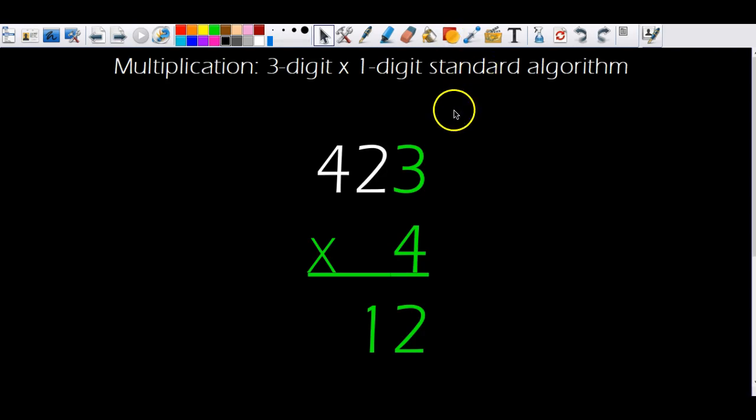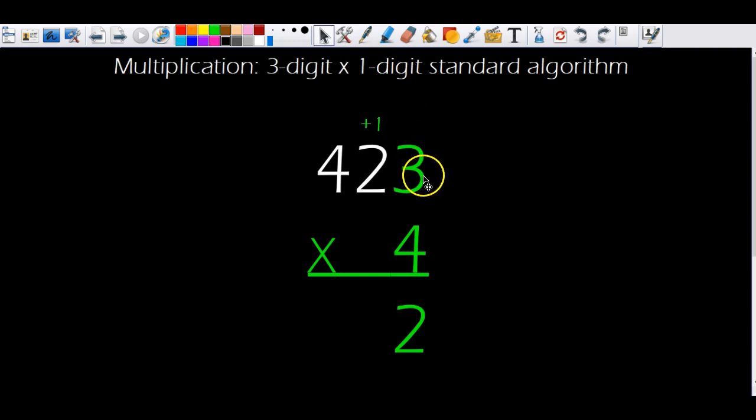However, since we are doing standard algorithm and we're using 3 digits times 1 digit, I can only write the 2 here, and then my 1 from the tens place needs to be regrouped right above the 2 that's in the tens place in 423. So let's go ahead and regroup that now. So now I've done 3 times 4, which is 12. I've written the 2 from the 12 in the ones place, and I've regrouped that 1 that's in the tens place of the 12 right up above the 2 in the tens place of 423.